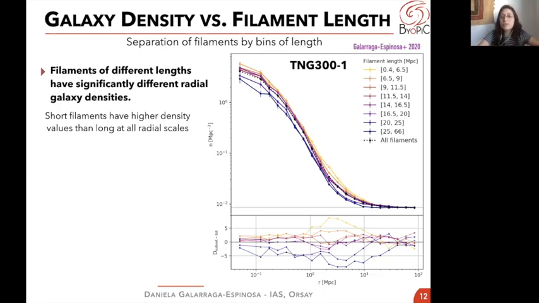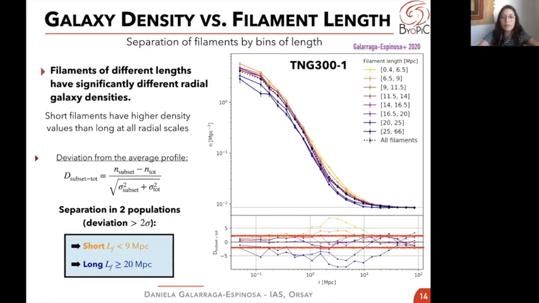I wanted to quantify this difference, so I computed the deviation from the average profile, which is the dashed black line in the profile. And this is shown in the lower panel of the plot. Thanks to this deviation, we separated the filaments into two populations, the two extreme populations that deviated the most: the very short filaments, which are shorter than 9 megaparsec, and very long filaments, longer than 20.